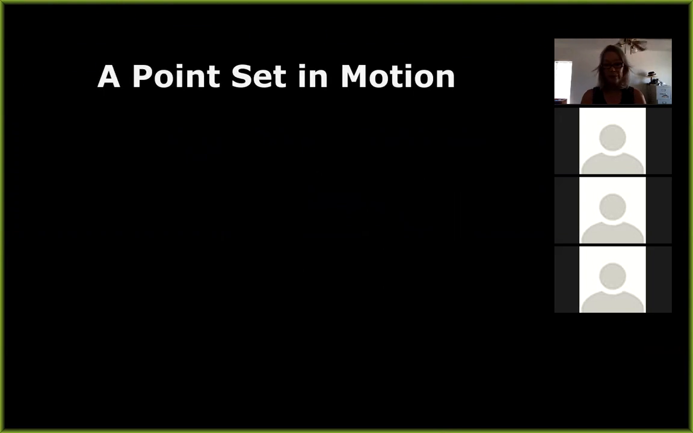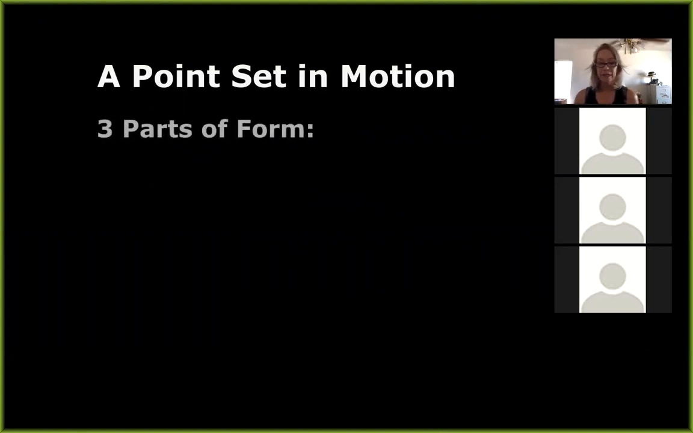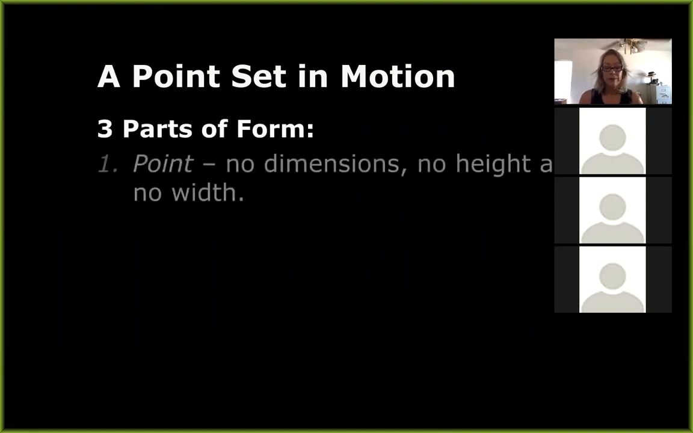So Paul Klee, who is an artist, once said that a line is a point that is set in motion, and that kind of stuck in the art and design world. There's 3 parts to every form. There's a point at which it stops or starts. There's no dimensions, no height, and no width with that.